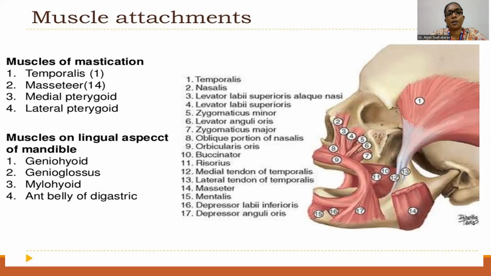Now coming to the different muscle attachments. The four muscles of mastication, the temporalis, masseter, and medial and lateral pterygoid muscles, are attached onto the mandible. On the lingual aspect of the mandible, we have the geniohyoid muscle, the genioglossus muscle, the mylohyoid muscle, and the anterior belly of the digastric.